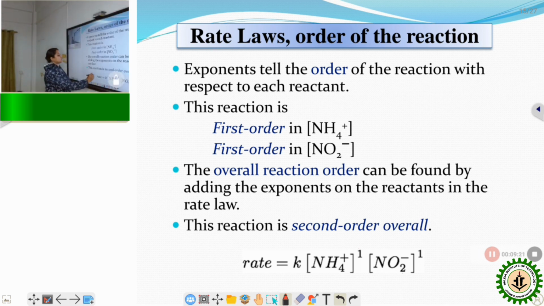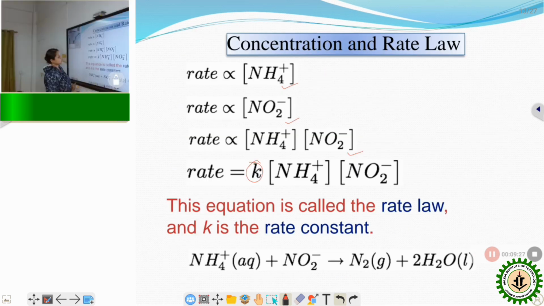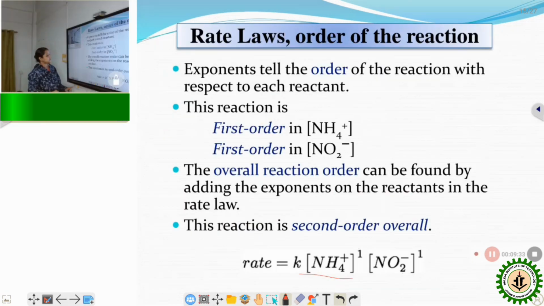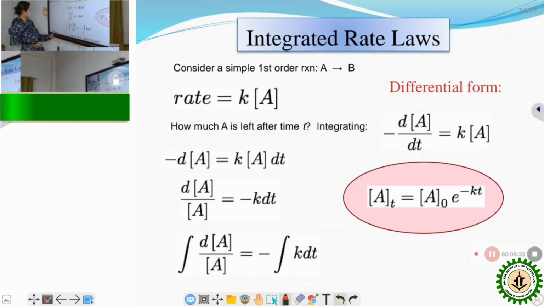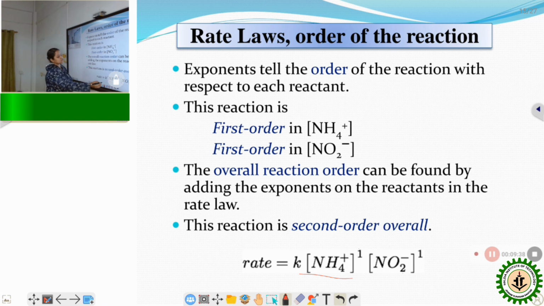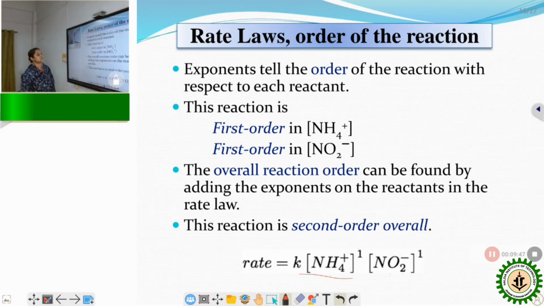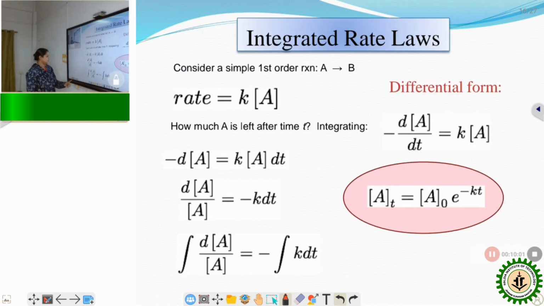So in this previous reaction, by studying the relationship of the rate for this particular reaction, we can say that the reaction is first order with respect to ammonium ion concentration, the reaction is first order also with respect to the nitrate ion concentration, and as a whole the reaction is second order with respect to both the reactants. So this reaction is an example of a second order reaction. So we can get first order reactions, second order reactions, third order reactions, etc. But examples of third order reactions are very few.